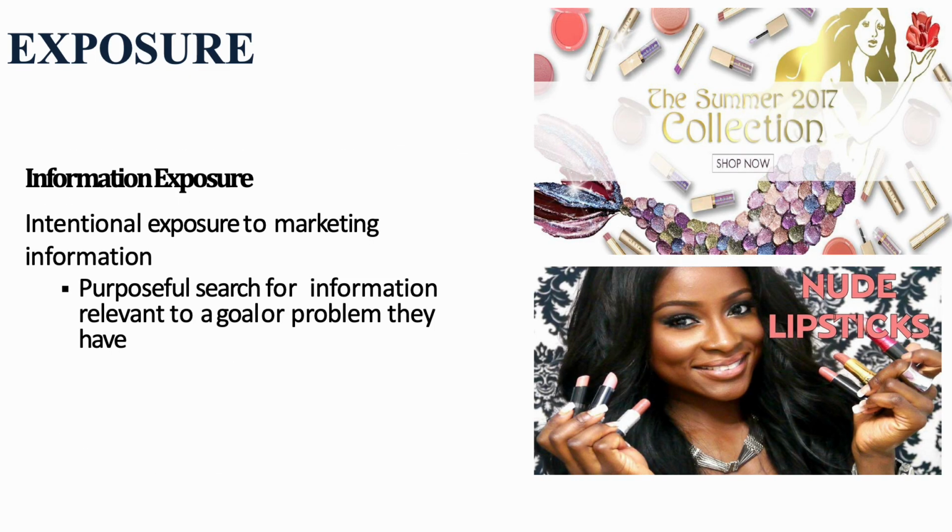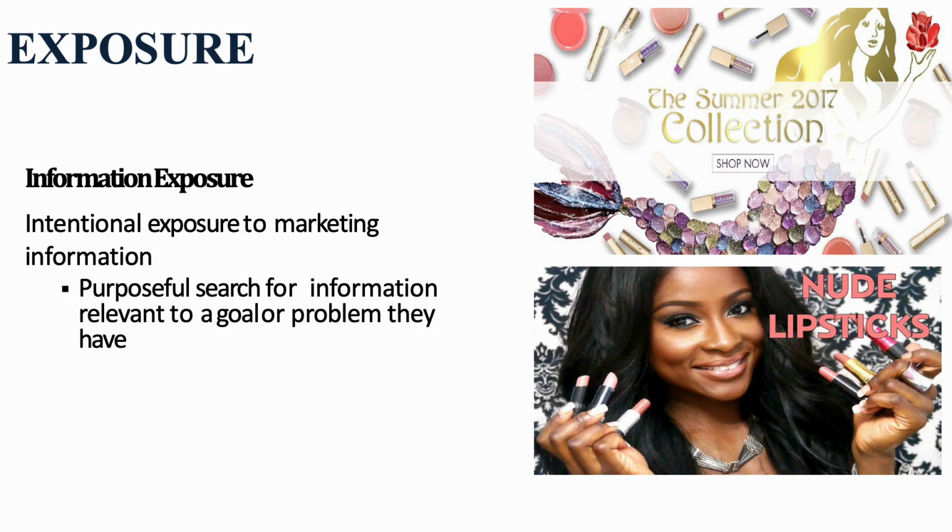So, in the marketing information environment, there are a few types of ways that consumers are exposed to products, or to information. The first is intentional exposure to marketing information. This is when consumers purposefully search for information relevant to a goal or problem they have.